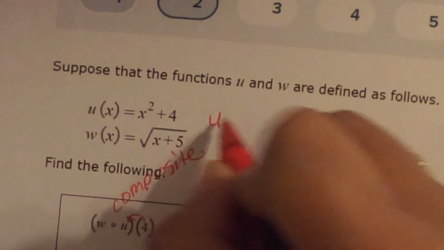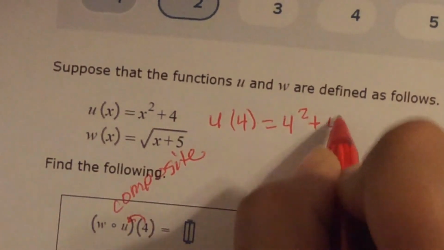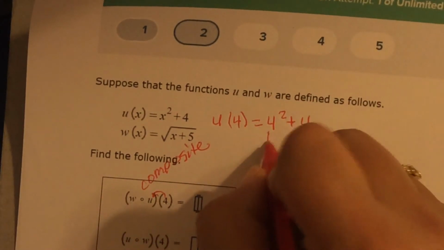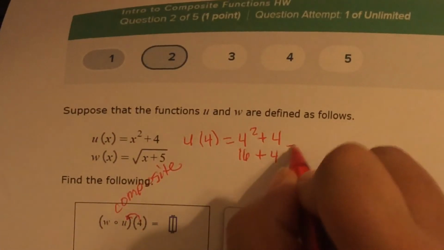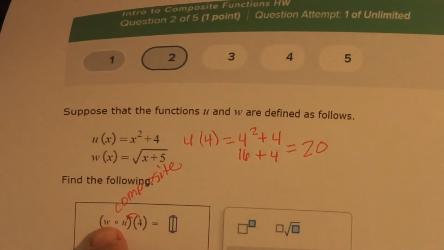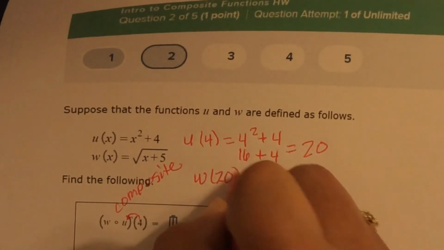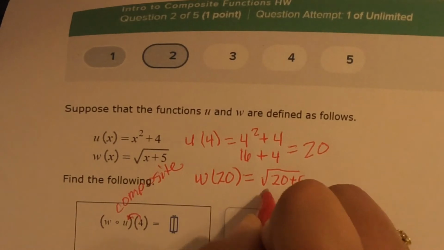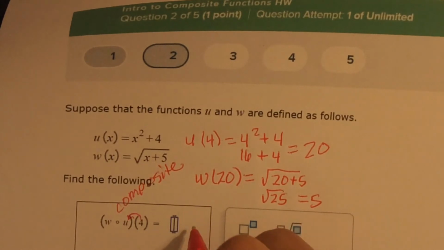So we're going to go over here and find u of 4. We're going to do 4 squared plus 4. Now you can use decimals, or if you're good at order of operations, this is 16 plus 4. 4 squared is 16, and then plus 4 is 20. Okay, so now we have 20 here. But then we're going to input it into the w. So we're going to find w of 20. We're going to do the square root of 20 plus 5, and that's going to be the square root of 25, which is 5. So this answer is 5 first.